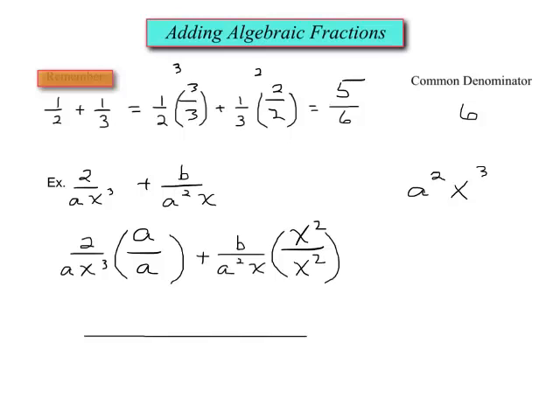Now that we have the common denominator, we multiply our numerators. So 2 times a is 2a, plus b times x squared is bx squared. We're going to put that over our common denominator, which is a squared x cubed.